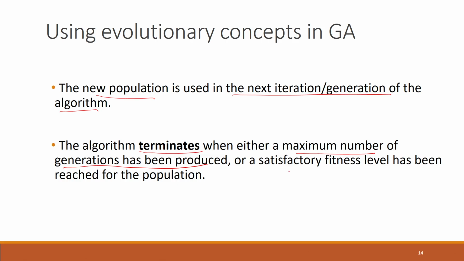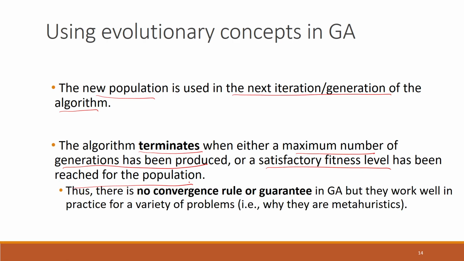It can also be the case that we decide to stop when a satisfactory fitness level has been reached for the population. What does this mean? For example, suppose the average fitness value of the different strings in a given population is not changing that significantly across different iterations or generations of the algorithm, then we can decide to stop.